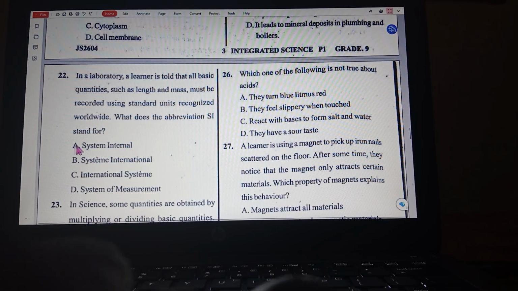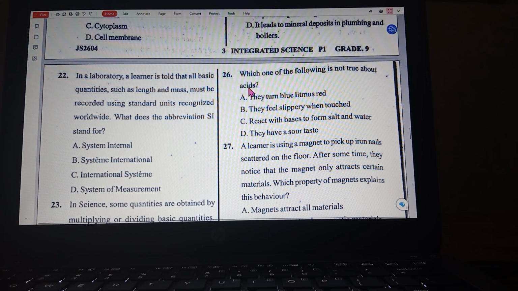So let's begin with the first one. Systeme internal? No. Systeme international? The answer is B. Systeme international. Now question 26. Which one of the following is not true about acids?